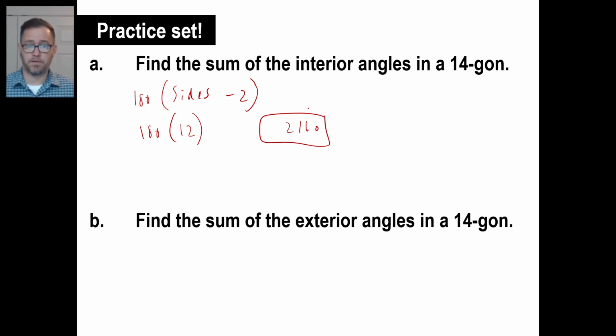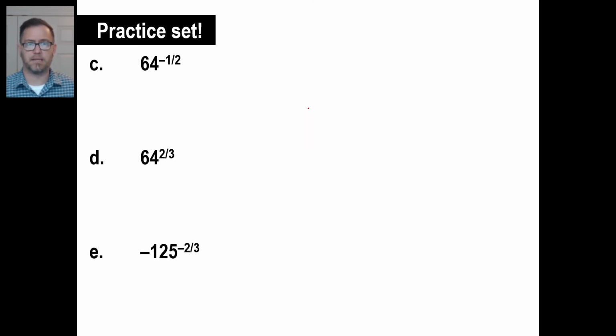For B, you don't even have to do anything. You just have to say 360. Exterior angles, it doesn't matter what shape it is, as long as it's a polygon. You could look at it and say that looks like my Uncle Dwight. Doesn't matter. The exterior angles are still going to be 360 degrees. Boom, you're done. All right, pause it and try C.